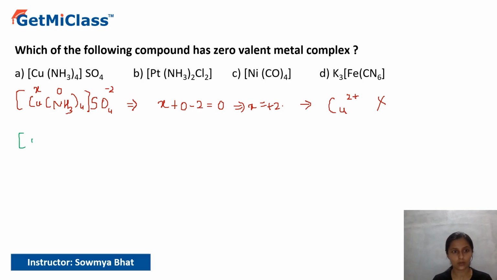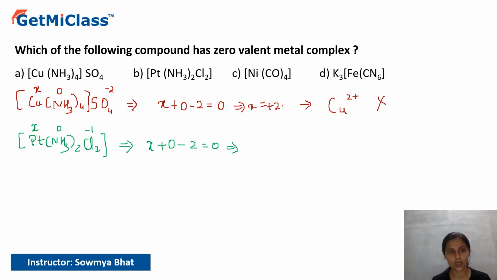The second one, Pt(NH3)2Cl2. So the charge on the metal be X, ammonia is a neutral ligand, chlorine is a ligand with the charge -1. So it would be X plus 2 times 0 plus 2 into -1, which is -2, equal to 0. Here I am multiplying this 2 and -1. So X is equal to +2. So the charge on platinum in the complex would be +2. Again, it's a non-zero number.